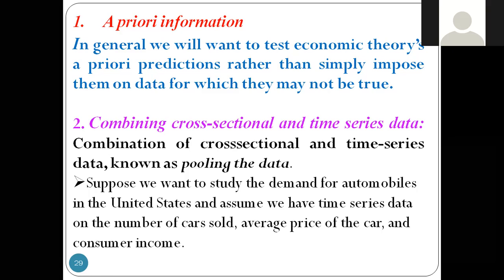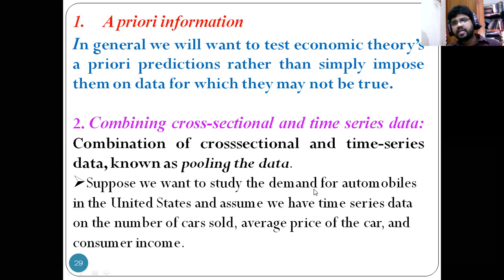Yes, sir. Then see, combining the cross section and time series. As I told you, when you're combining the two data, cross section and time series, that is called panel data. Please remember this. When you're combining the time series data and cross section data, it is called panel data or pooled data. A combination of cross section and time series data is known as pooling the data, or pooled data, or panel data.